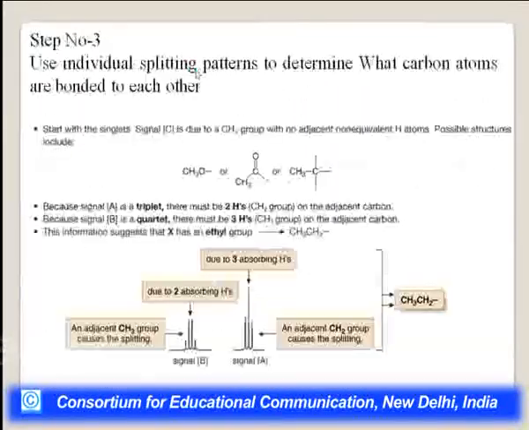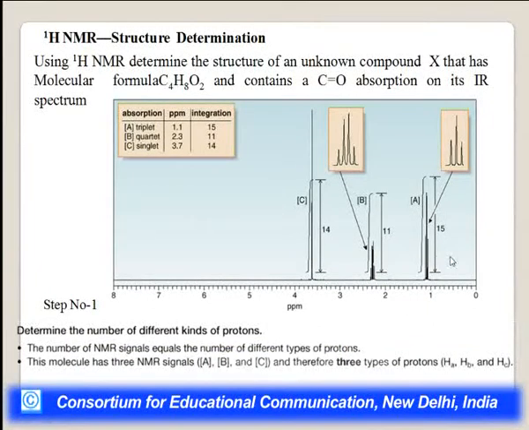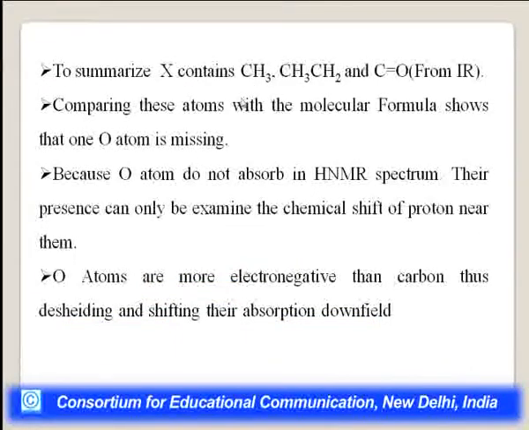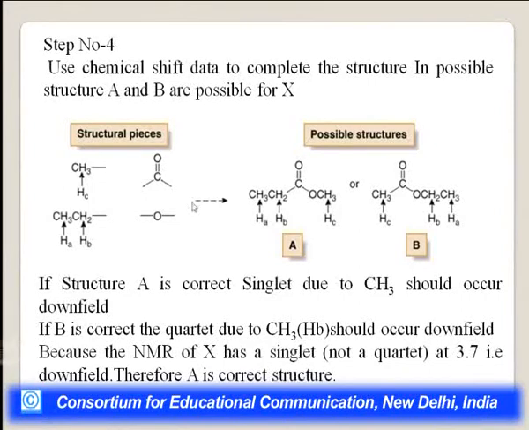Now step number 4, use chemical shift data which we have observed. You can see the chemical shift data. The singlet absorbed at 3.7, the quartet absorbed at 2.3, and the triplet absorbed at 1.5. So with the help of the rule of which protons are shielded and which protons are de-shielded, we can analyze the structural pieces, what kind of possible structure for compound X. Use chemical shift data to complete the structure. Structures A and B are possible for X. This is structure A, where the OCH3 group is attached to the carbonyl group and there is an ethyl group, or this other kind of structure is also possible.